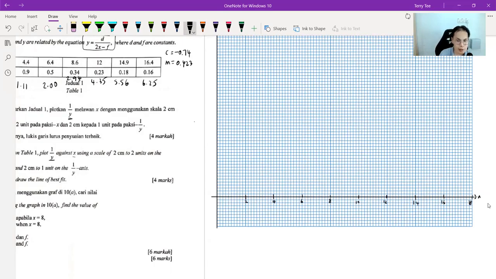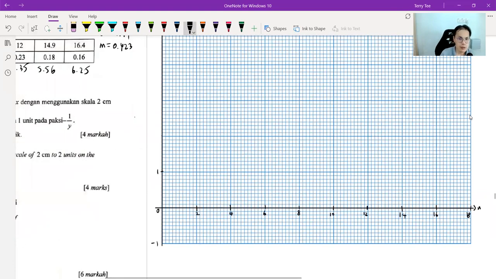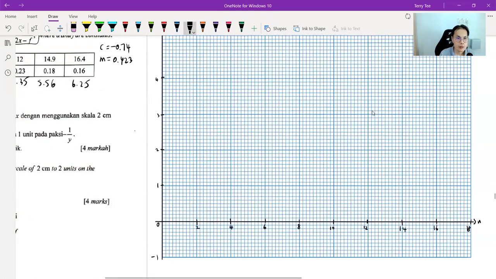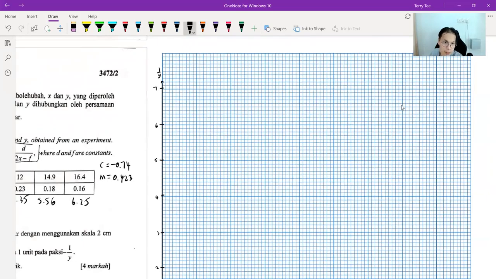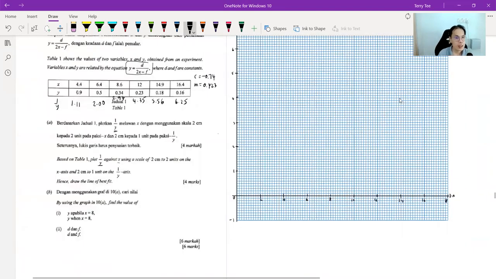As for your y, the smallest is negative 0. We know the y-intercept is negative 0.7 or negative 0.8. So this is negative 1. This is 0, 1, 2. Okay, zoom in a bit. This is 2, 3, 4, 5, 6. Yep, 6 point something. I think 7 is enough. This is 1 over y. Okay, I've got my x, I've got my y. So let's see, I need to plot one by one.